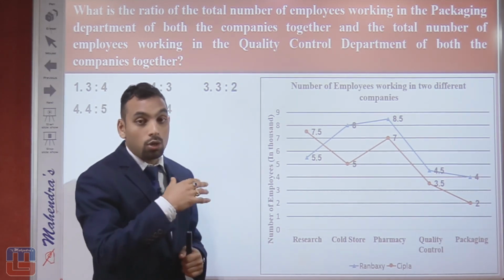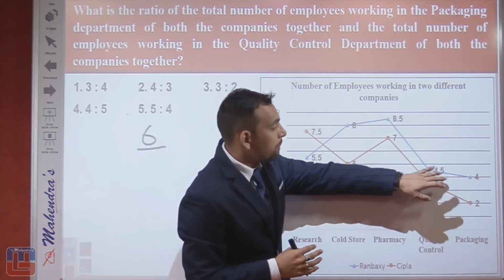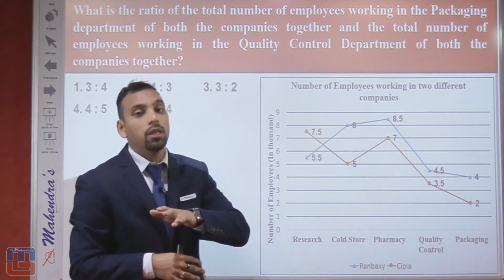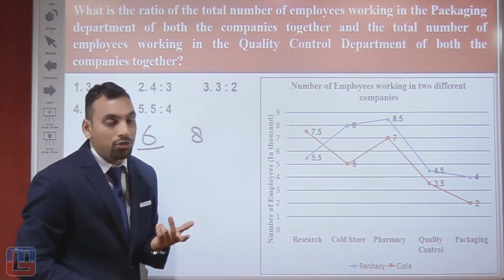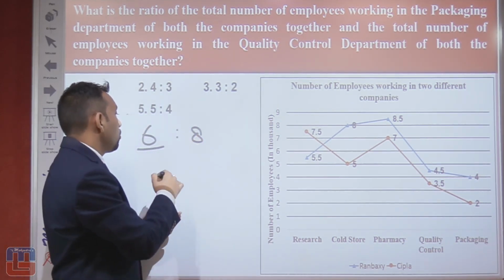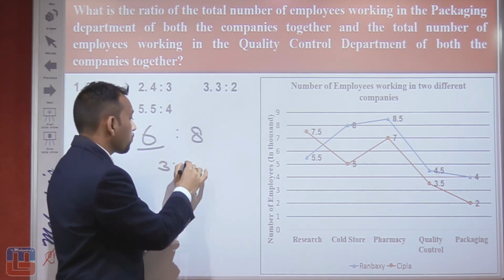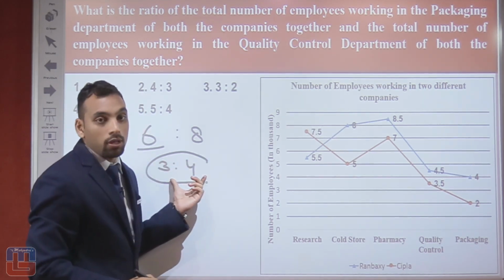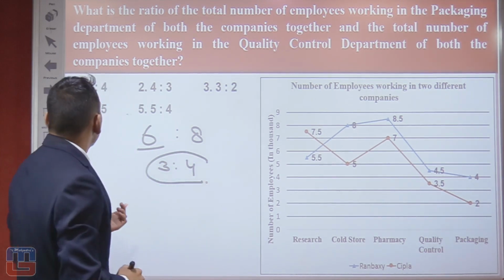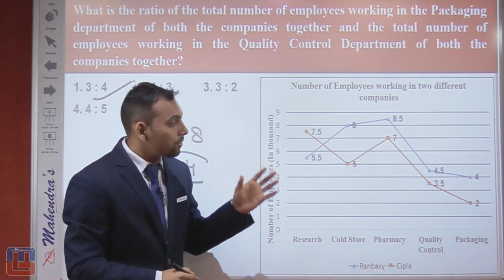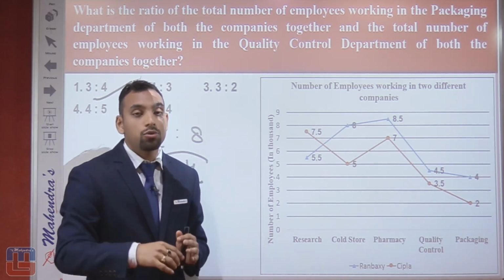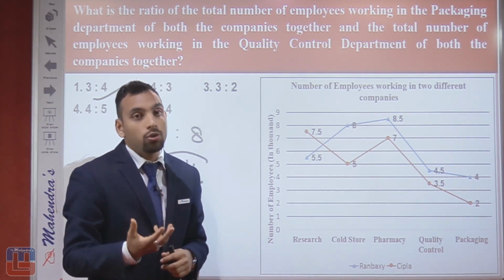In the quality control department, 4.5 plus 3.5 will be equal to what? 4 plus 3 is 7, so that will be equal to 8, and we have to find the ratio. So the ratio will be 2 times 3 and 2 times 4, that is 3 ratio 4. See the options as well. You can see the first option is the correct answer to this question. So the answer in this question is 3 ratio 4. One question is generally asked from the ratio topic as well.